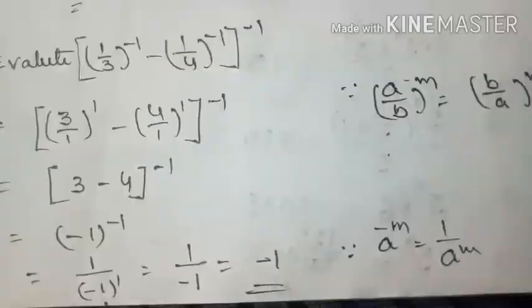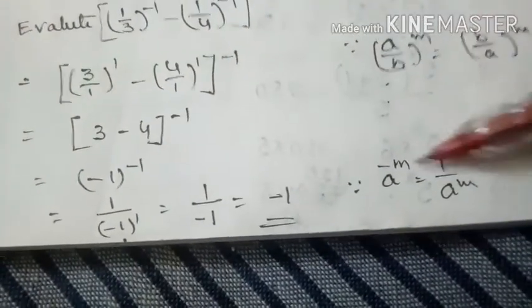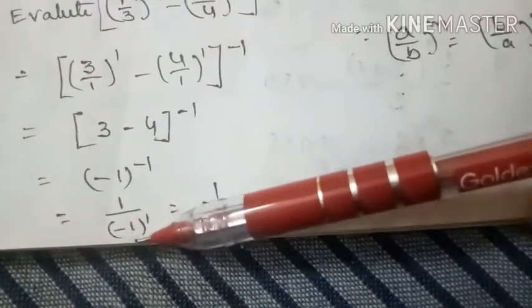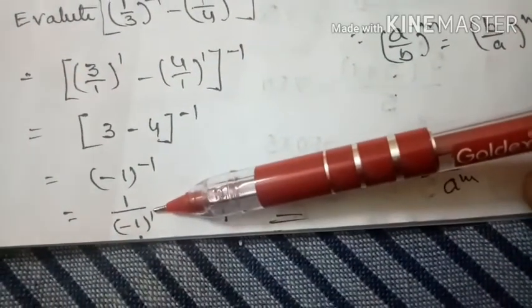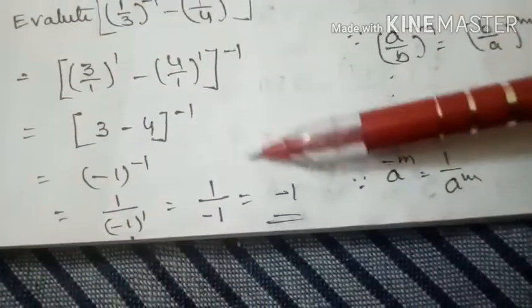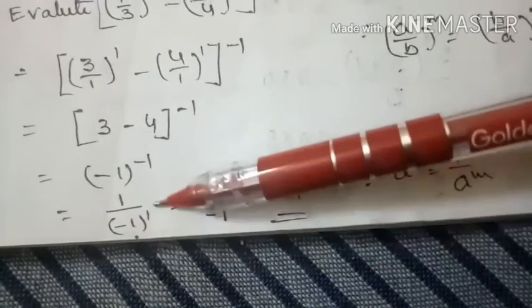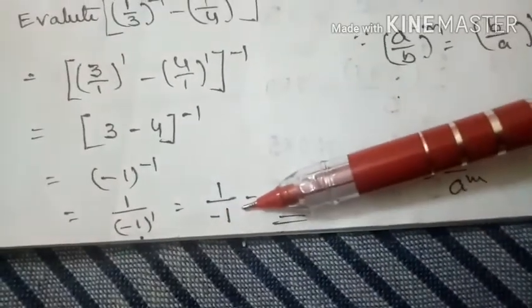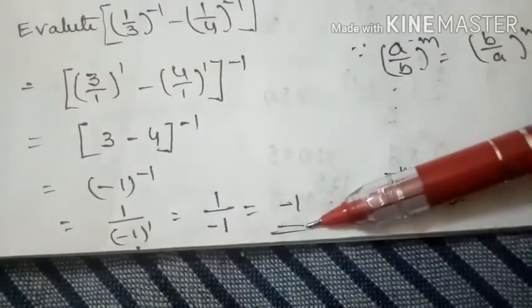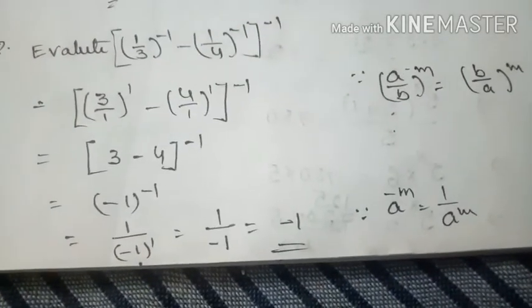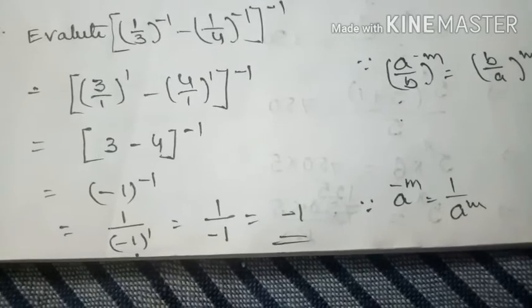So minus 1 whole to the power of minus 1 is equal to, again we know the formula, a power of minus m is equal to 1 by a power of m. That means 1 by minus 1 whole to the power of 1, which is 1 by minus 1 only. So 1 by minus 1 is equal to minus 1 only. Okay. Next.